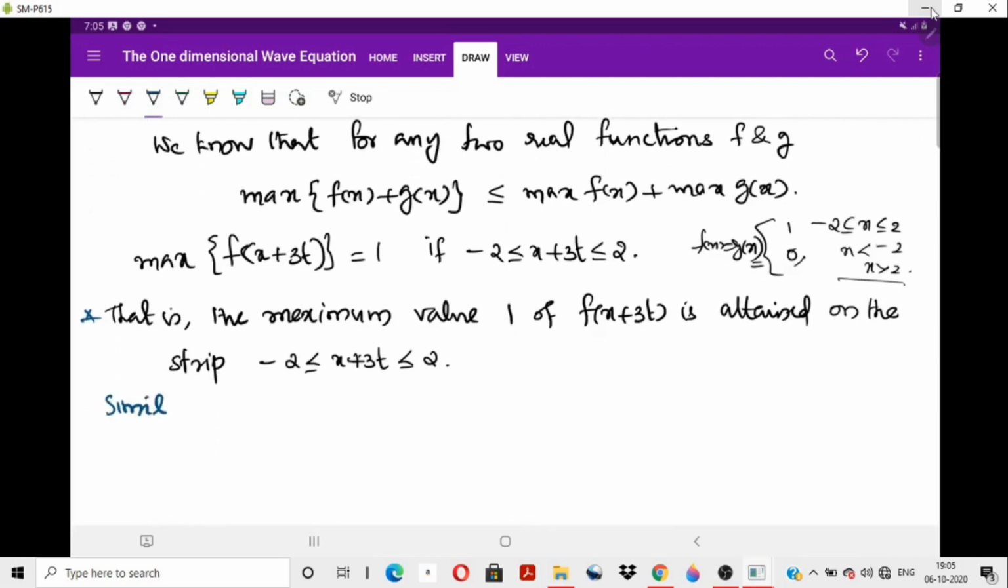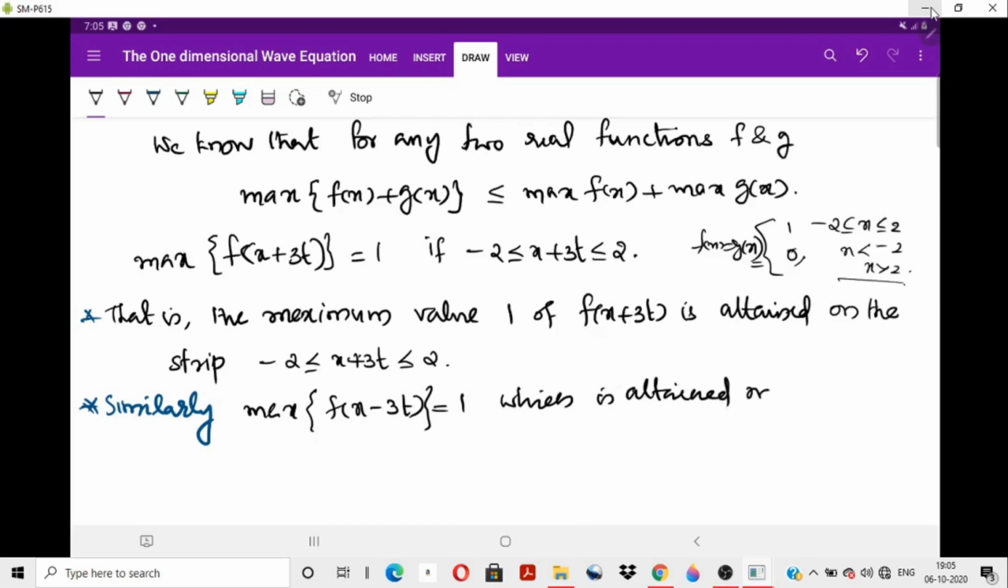Similarly, we can write the maximum of f of x minus 3t also is equal to 1, which is attained on the strip minus 2 less than or equal to x minus 3t less than or equal to 2, by considering the definition of f.